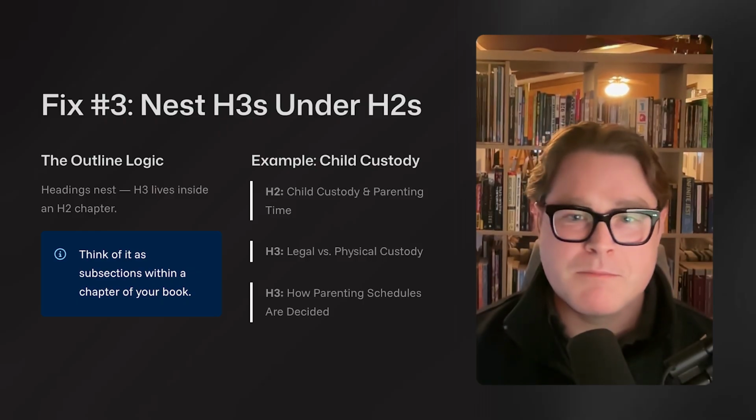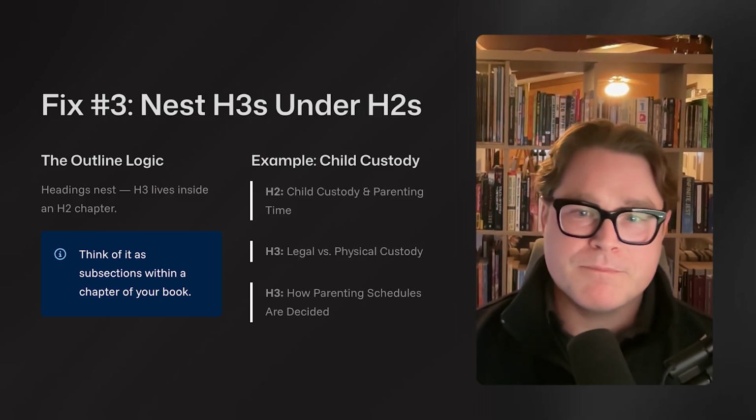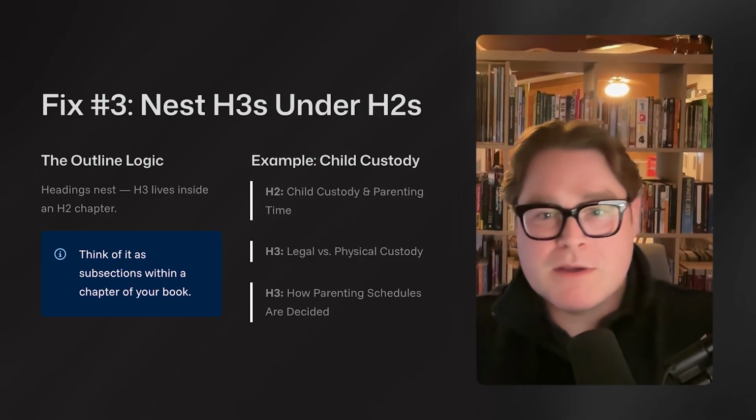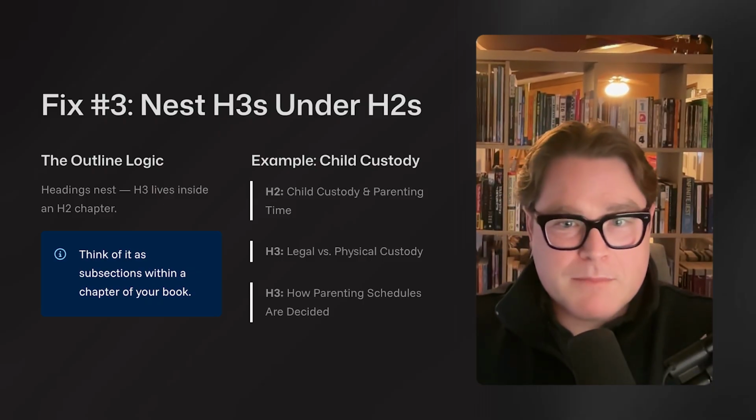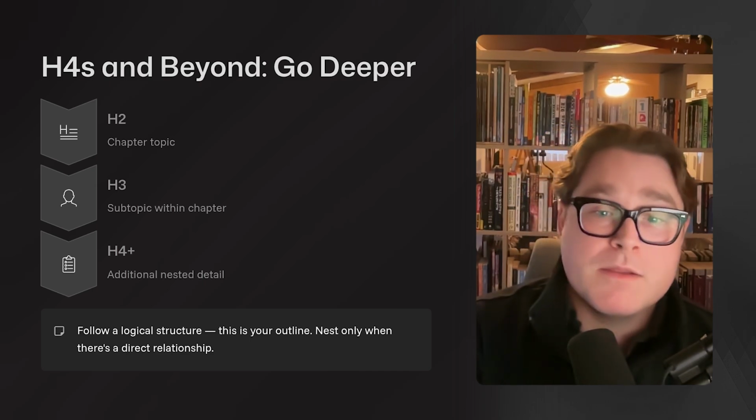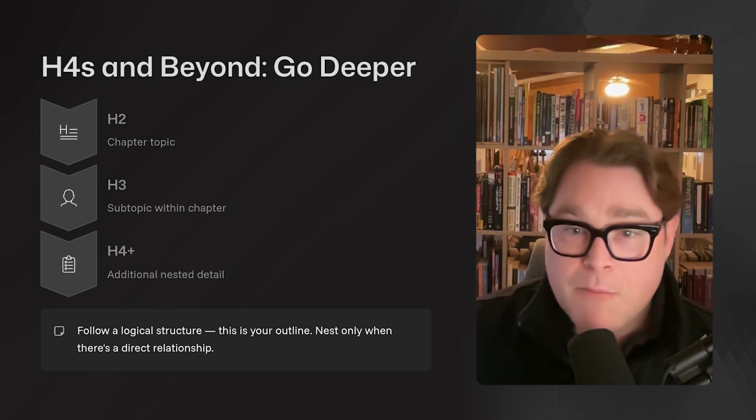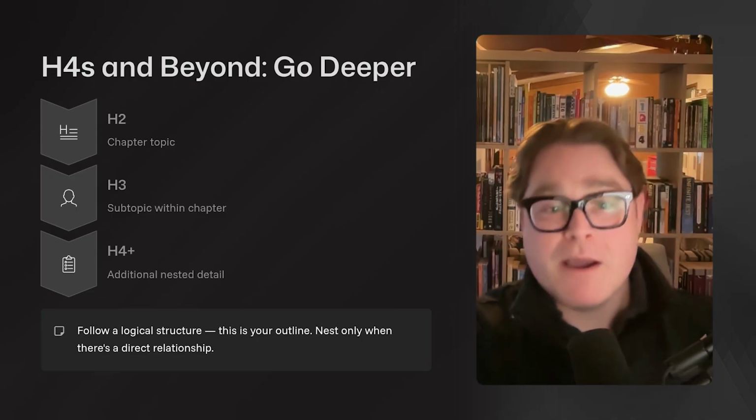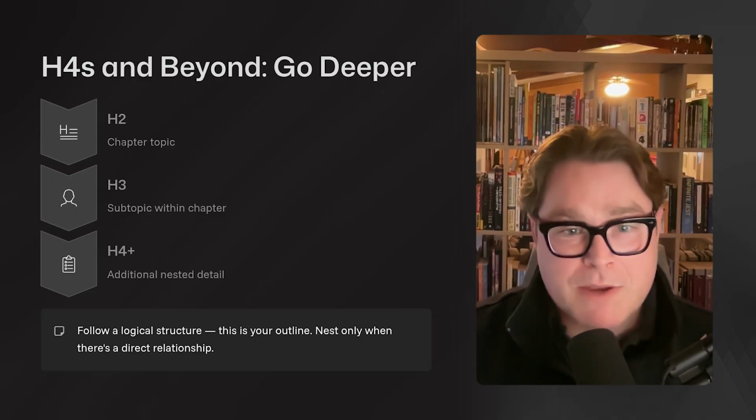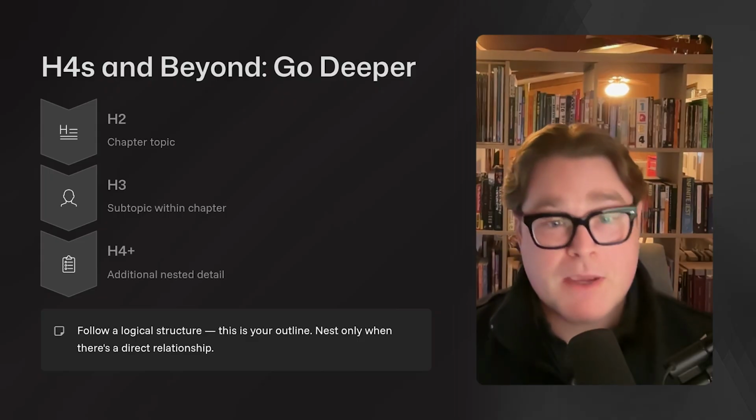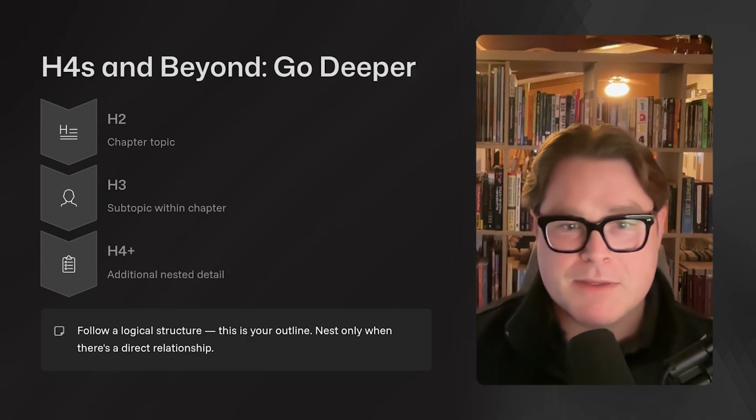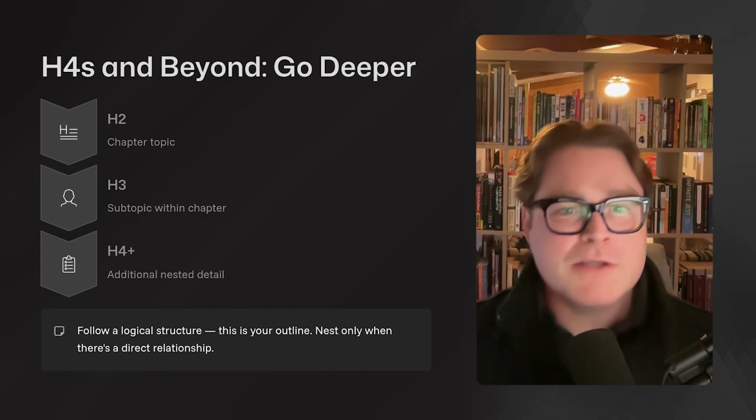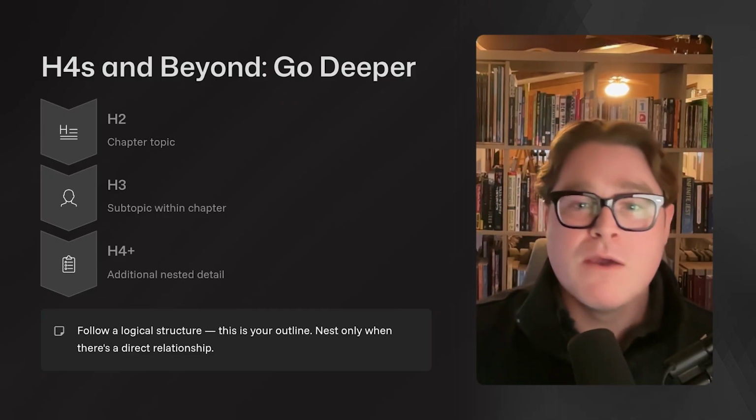That subsection might relate to, if we have a heading 2 that's around child custody and parenting time, then an H3 might be legal versus physical custody. There's a direct relationship to the heading 2 topic. There might be another H3, how parenting schedules are decided, that relates back up to the H2. Within that H3, there might be an H4, might be a couple of H4s that split additional topics. We want to follow a very logical structure. Again, this is an outline.